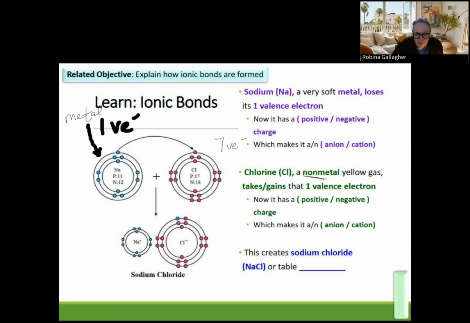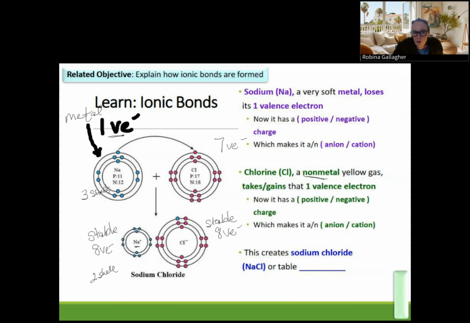So if sodium gives chlorine this one valence electron, then sodium becomes stable because now it has 8 valence electrons in the lower shell. Notice instead of 3 shells, now it only has 2 shells. And that lower shell is now full. Chlorine now is stable because it too now has 8 valence electrons.